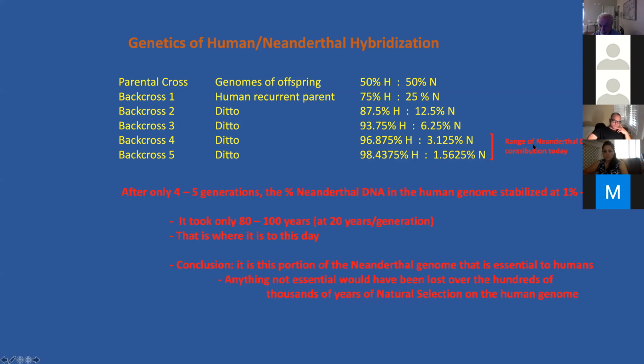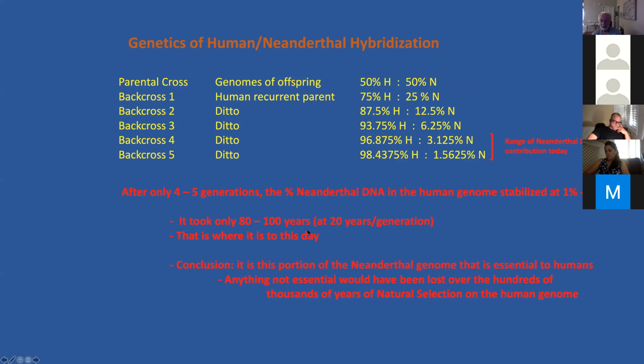If you remember, my genome, for example, is 3.1% Neanderthal DNA. So after only 4 or 5 generations, the percent Neanderthal DNA in the human genome stabilized at between 1 and 4%. And this could have taken as little as 80 to 100 years at 20 years per generation. And that's where it stabilized.